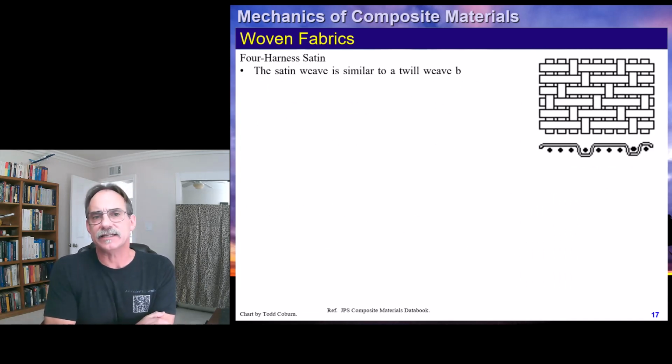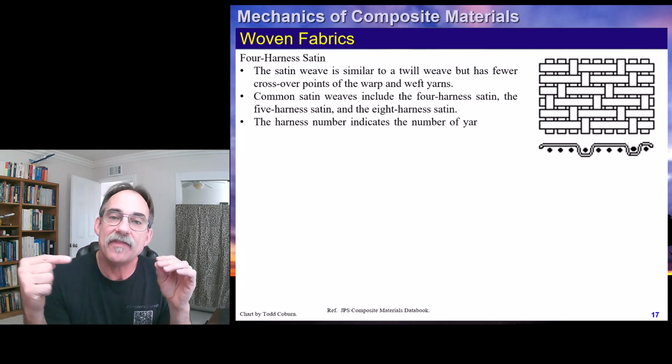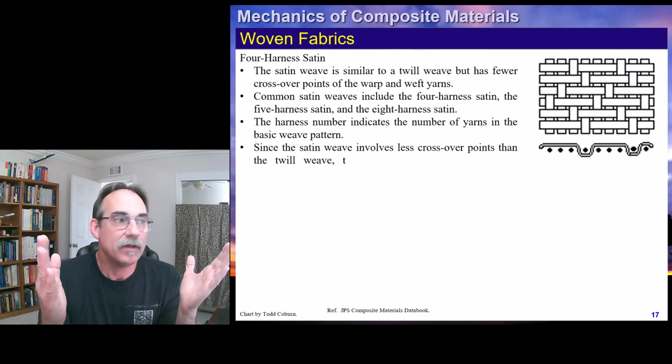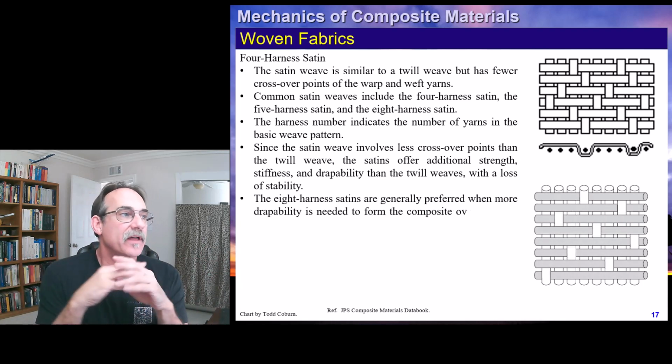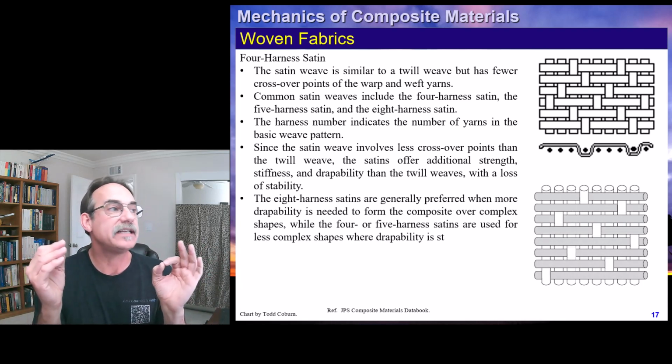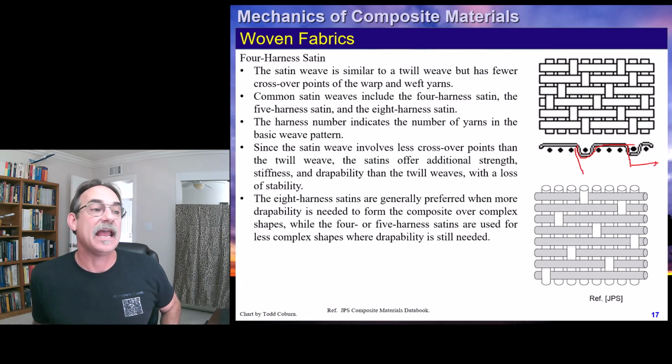And then we get to the satins. The satins are similar, but they go over one and then go under some number of them. Common satins would be 4, 5, 8, and so on. So the satin number, like a 4 harness satin, which is what I drew here in this upper picture, means the pattern is 4. If you look at this mnemonic down below, if we trace this fiber here, it goes under 1, over 3. So the total pattern is 4, and then it repeats. That would be a 4 harness satin.